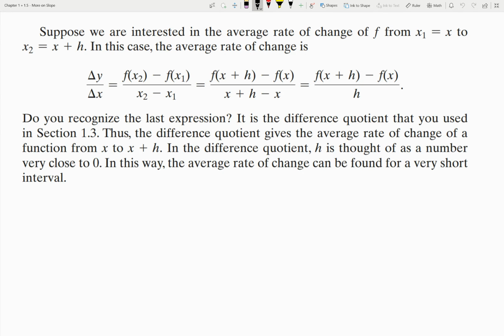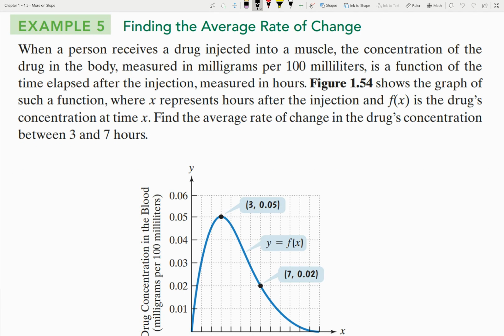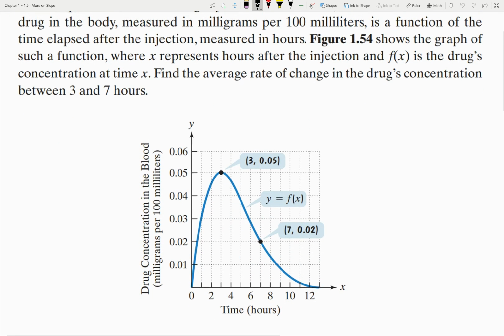Okay, so then that means that the difference quotient gives you the average rate of change of a function from x to x plus h. And in a difference quotient, h is a number very, very close to 0. So this way, the average rate of change can be found for a very short interval. And that is the beginnings of calculus, finding limits and derivatives. Okay, so let's not worry about that too much, and let's find the average rate of change of this function right down there.